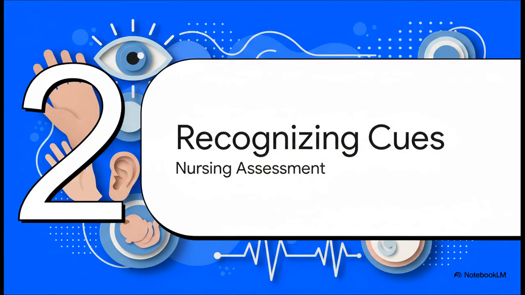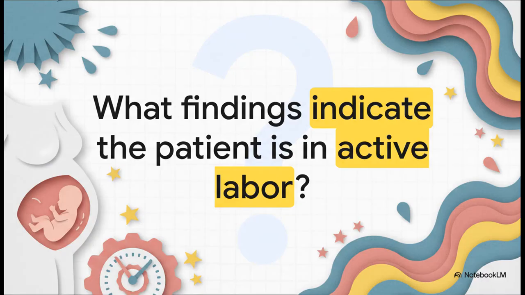Okay, so you've made that initial connection. Now it's time to shift gears into your core nursing assessment. Your eyes, your ears, your hands, these are your most important tools right now. It's all about spotting those critical cues. Let's start with the basics, right? Before you can make a plan, you have to know for sure what's going on. What specific signs are you looking for that tell you, yep, Anthony is definitely in the active stage of labor?